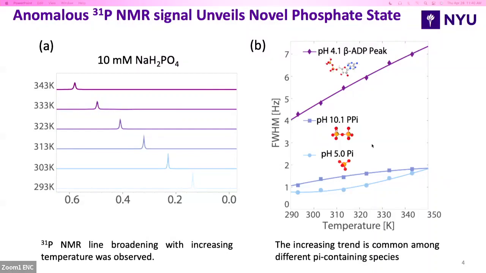As we can see, even though the extent of the line broadening varies for different phosphate-containing species and solution conditions, this kind of increasing trend is common among all these phosphate-containing species tested here. So therefore, we believe this phenomenon suggests that there is a common underlying molecular mechanism for the solvent-exposed phosphate groups.